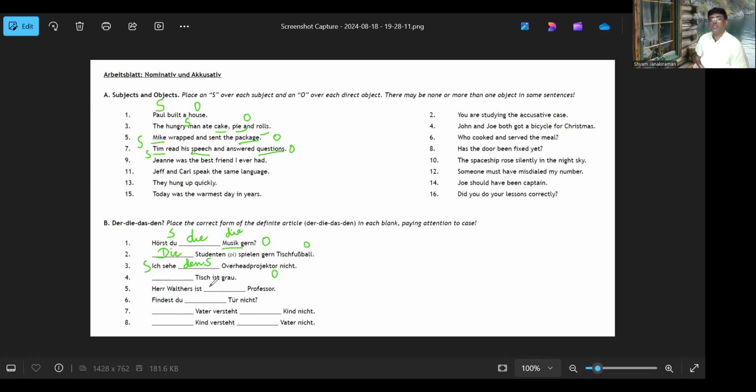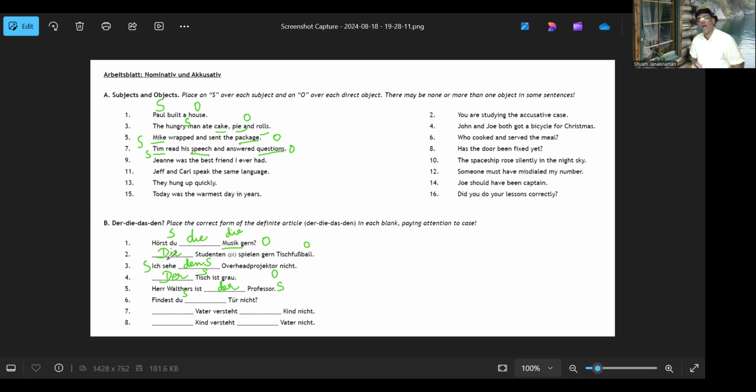Then the fourth one: Tisch ist grau, the table is gray. So table is masculine, it is the subject. So it remains unchanged because it's nominative: der Tisch. And one more: Herr Walters ist Professor. So Mr. Walters is a professor. You know professor is masculine. Here you have only subjects. Herr Walters and the professor are all subjects. So it becomes der Professor.